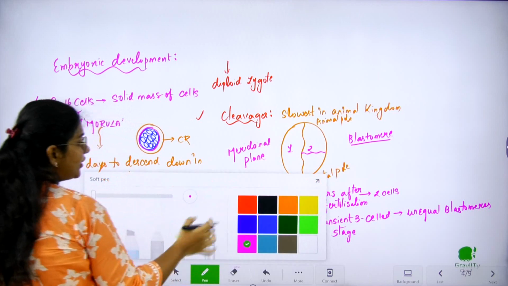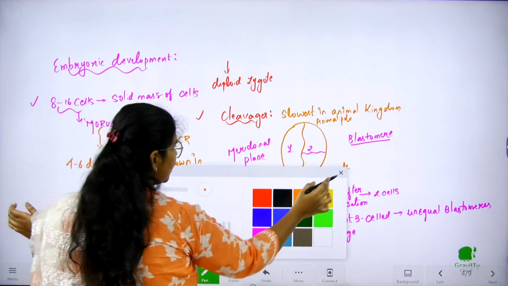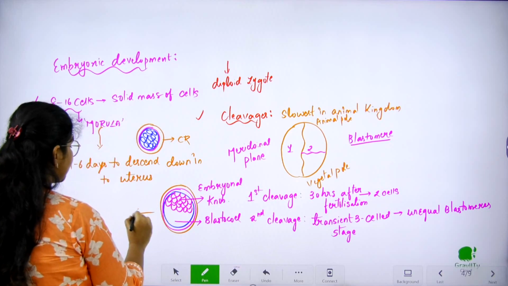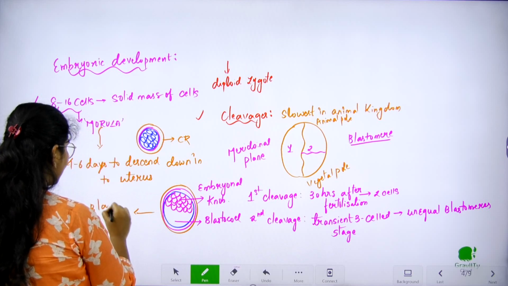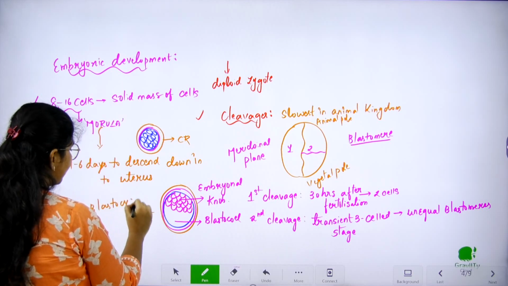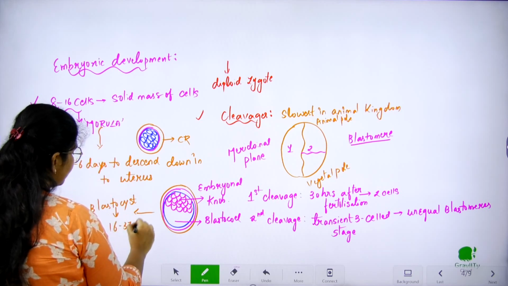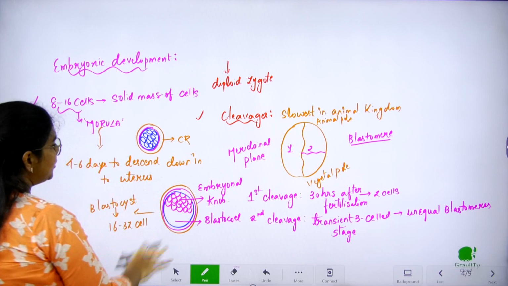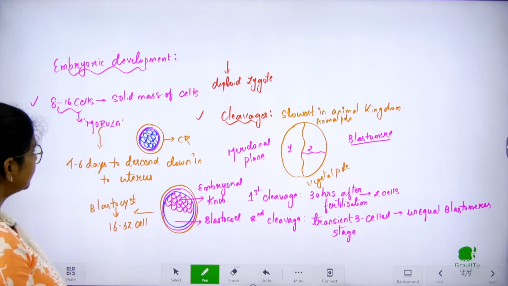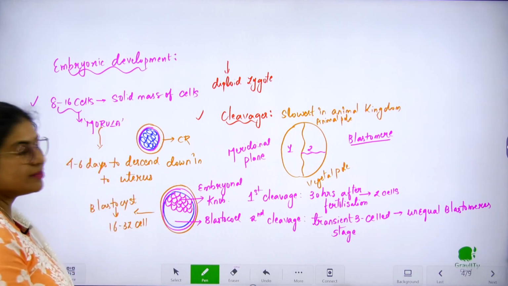Clear guys? Whenever it is having this blastocoel, then it is called as a blastocyst. When it has blastocoel, we call it as blastocyst. That is a 16 to 32 celled stage. Am I clear till here? The second phase. Now blastocyst is ready for implantation.